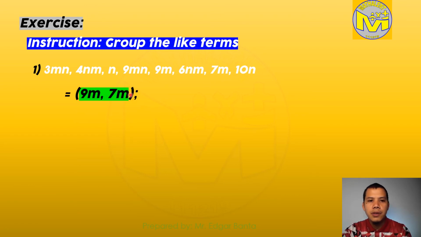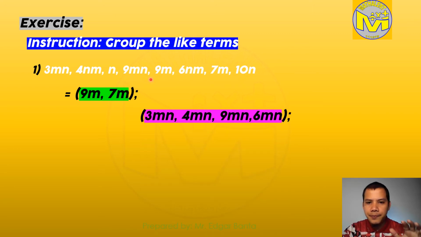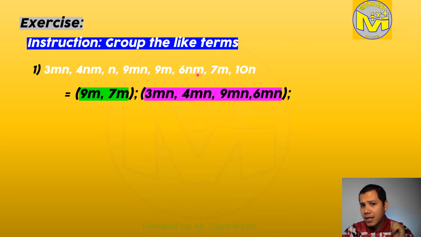Next group, of course, it is MN. We have MN, 3MN, 4MN. Here it is NM. When you write the answer, you should write MN, arranged in alphabetical order. So 4MN and then 9MN. And then 6MN.